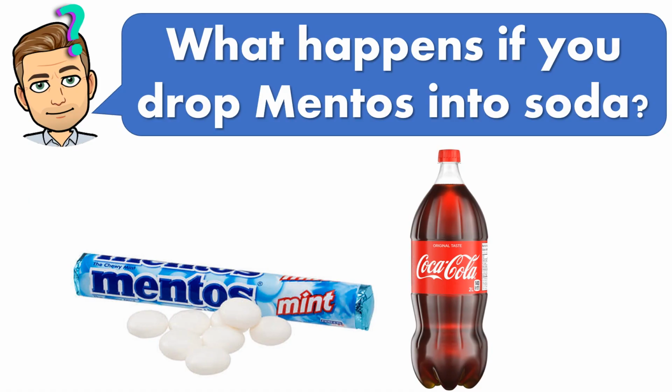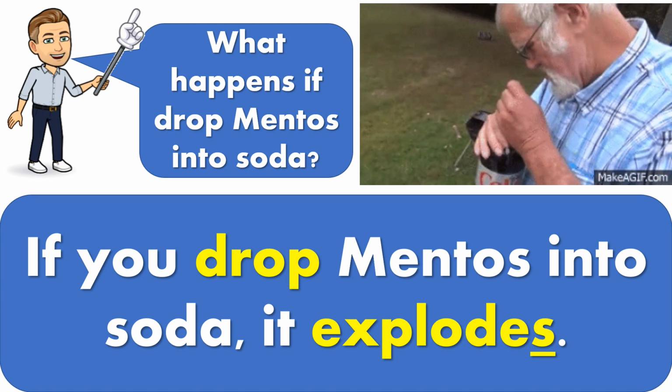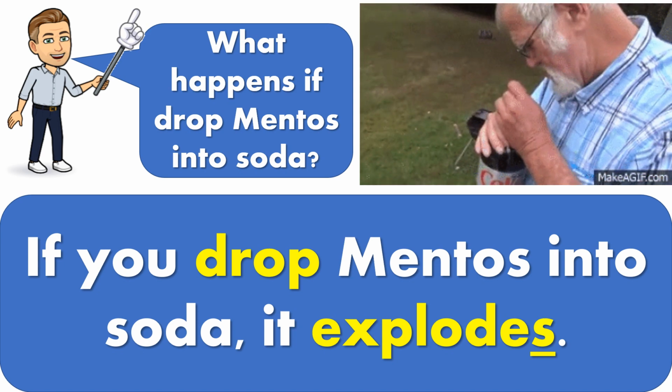So I have a question for you. What happens if you drop Mentos into soda? Well, what happens is it explodes. Now, in the zero conditional, we can make the sentence like this. If you drop Mentos into soda, it explodes.